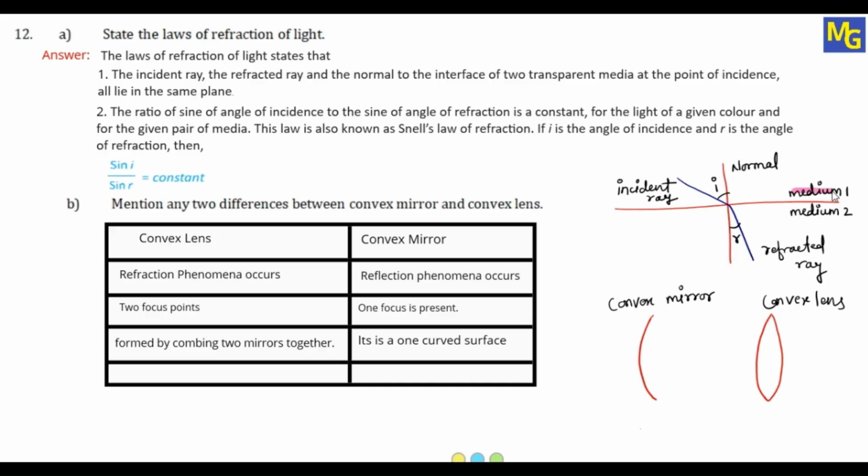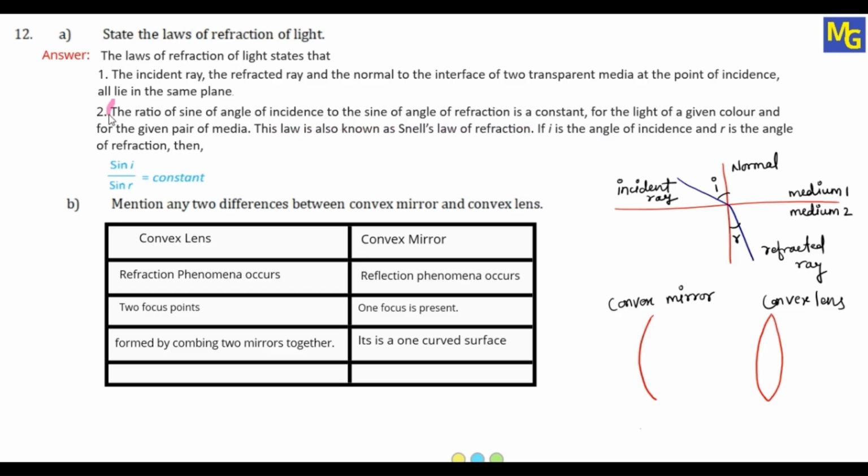Imagine if medium 1 is air and medium 2 is water, then whatever the ratio is, that will be constant. If you take medium 1 as glass and medium 2 as water, then the ratio again will remain constant, but it will be different compared to the first pair of media. So this is the second law. This law is also known as Snell's law of refraction.